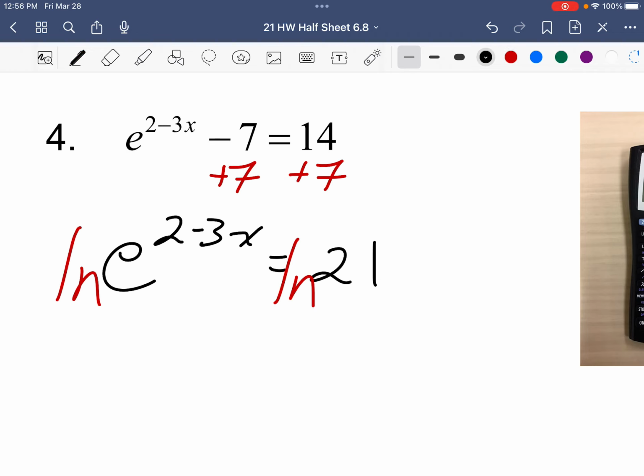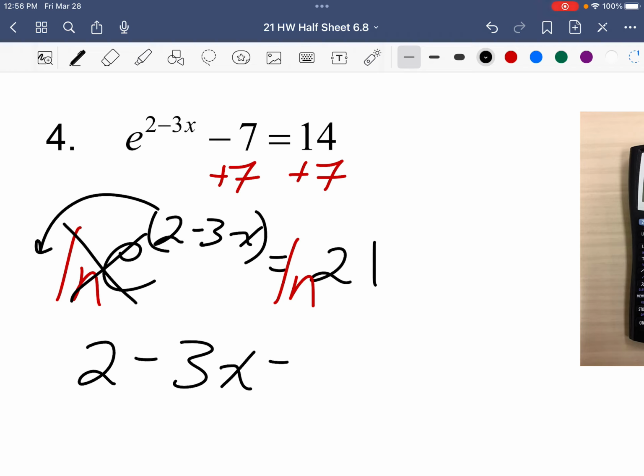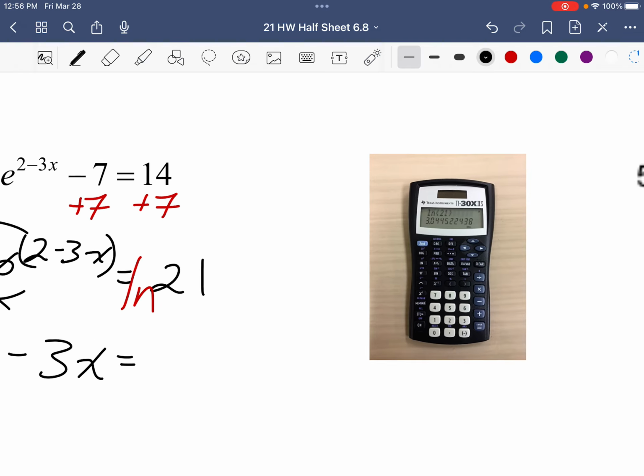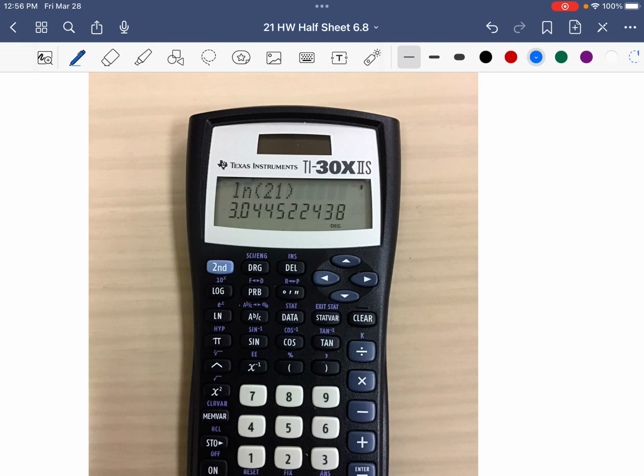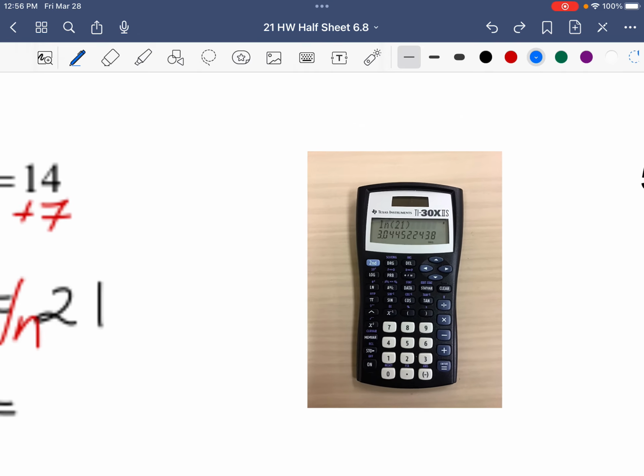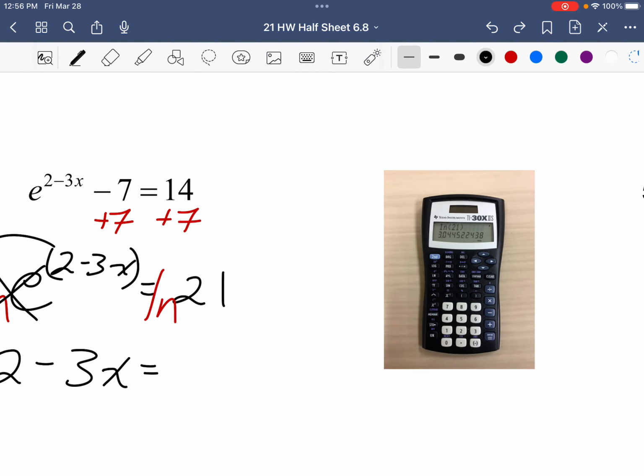Now, when I take the ln of both sides, it cancels, but my exponent is able to come down. So I get 2 minus 3x equals the ln of 21. Now, the ln of 21 is something that you're going to put on your calculator. Again, you can use that ln button, and it looks like that's equal to 3.04, which is good enough to 2 decimal places. So again, I get 3.04.